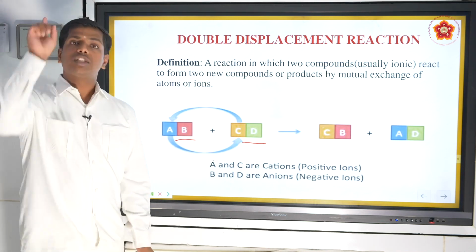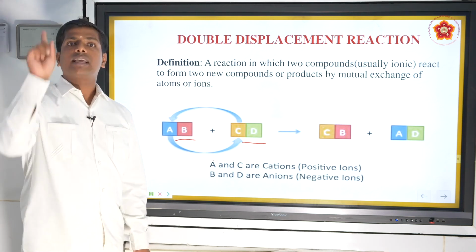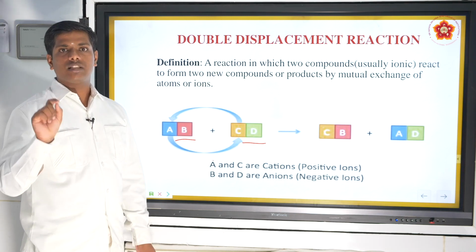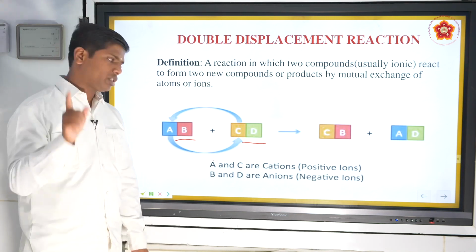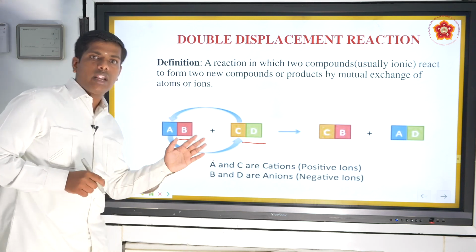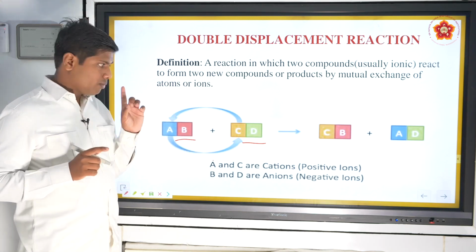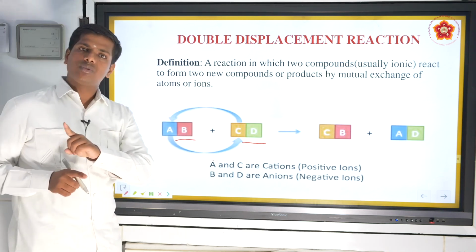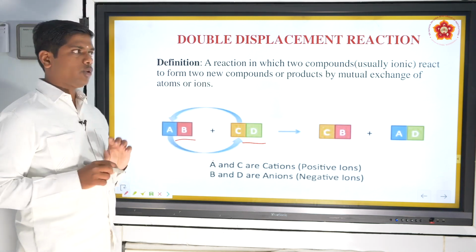Cations would always exchange with cations only. Anions would always exchange with anions only. This is the most important. Cations will never exchange with anions. Anions will never exchange with cations. The important point is that cations would always exchange with cations, and anions would always exchange with anions only.